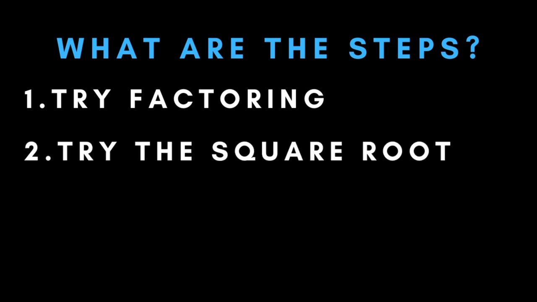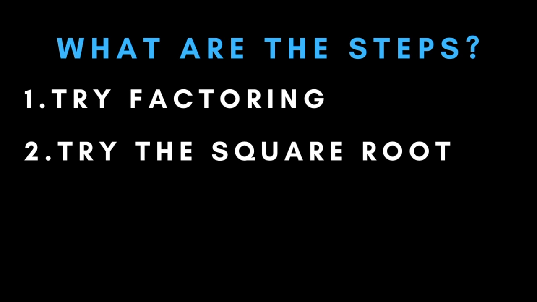Next, look if the equation has just a square term and a constant. If it does, then you can solve the equation by taking the square root of both sides. Don't forget to include a plus-minus sign in your equation once you've taken the square root. These first two steps can be reversible.